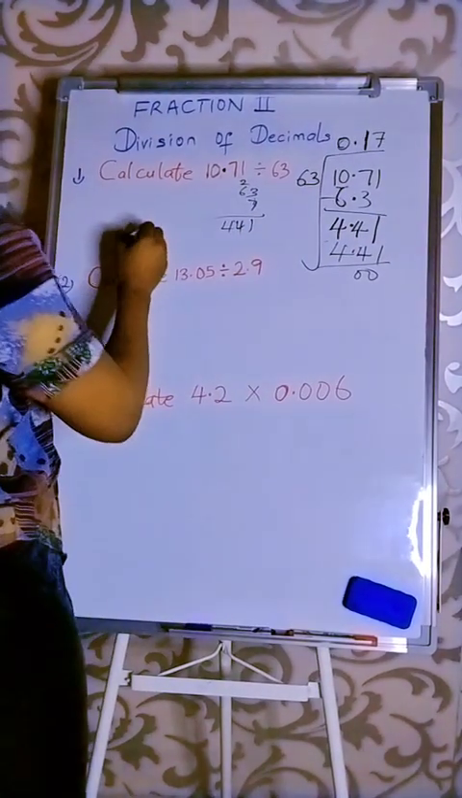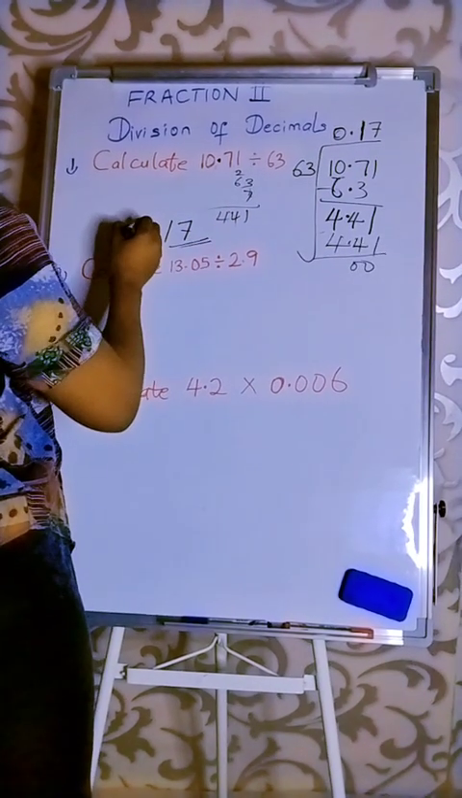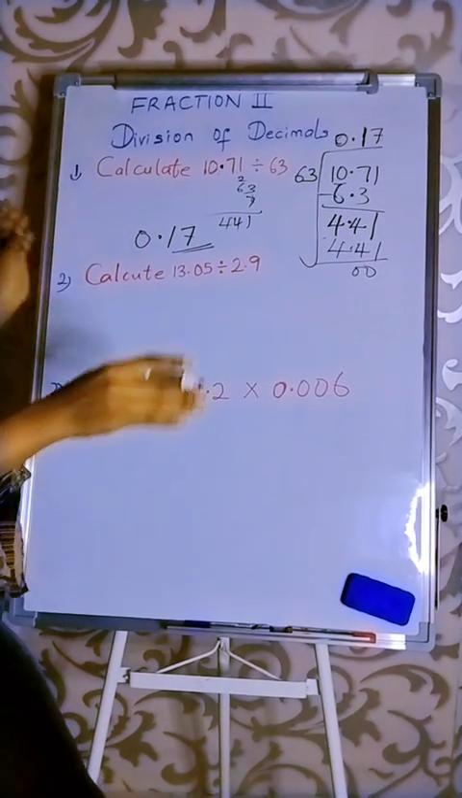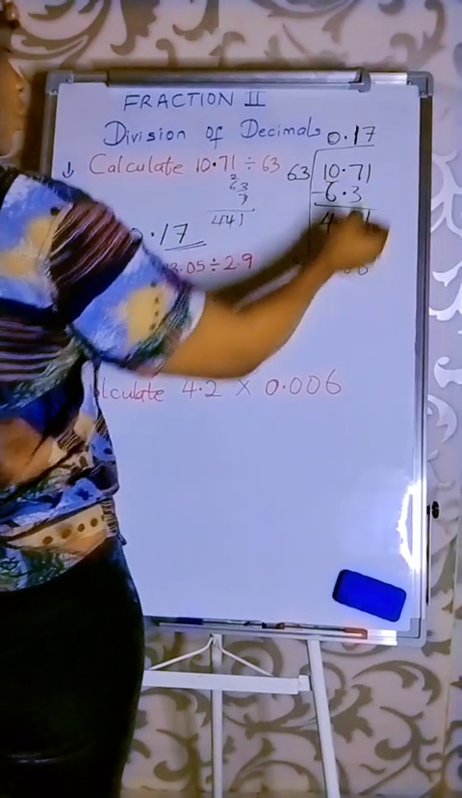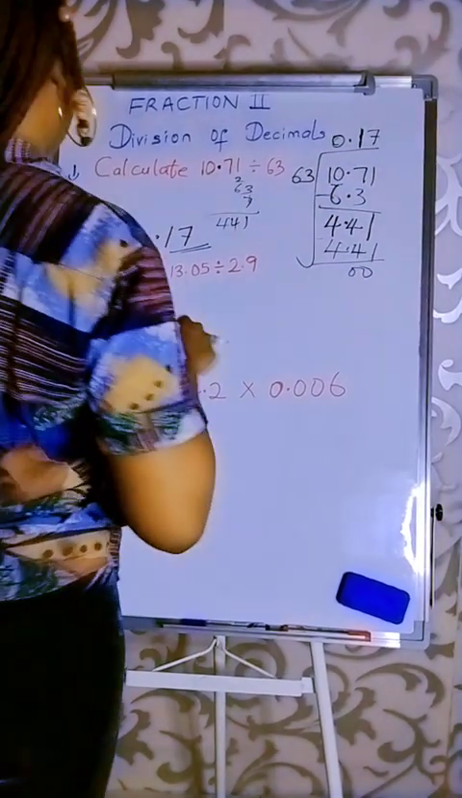So what's our answer? We have 0.17 as our answer for the first one. Hope it is well understood. Just place your point where it's supposed to be. Don't change its place, and you get your result.